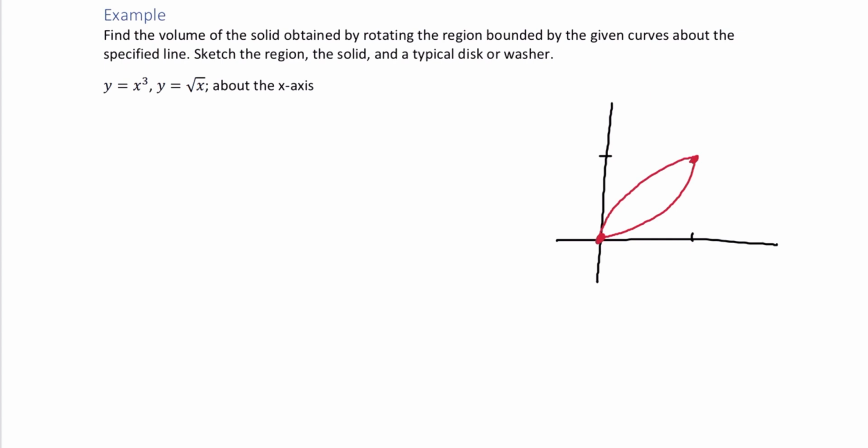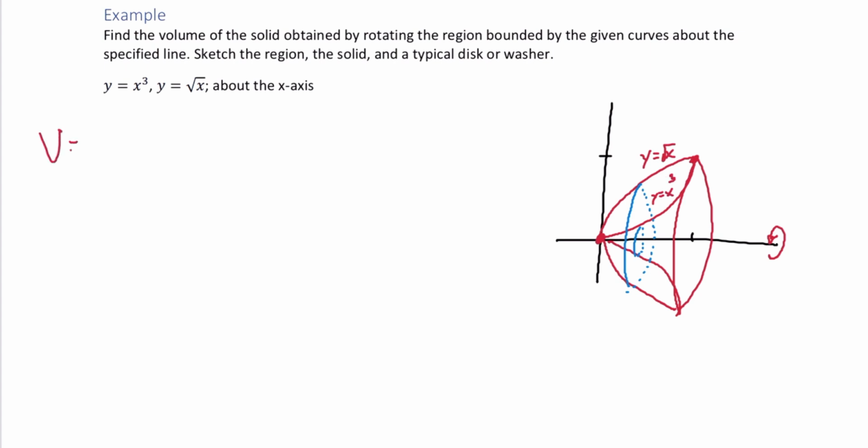We want to rotate that about the x-axis. So we'll get this bowl shape. And when we look at a slice, the slice is going to be a washer. Now just remember that the outer curve is y equals the square root of x, and then that inner curve is y equals x cubed.